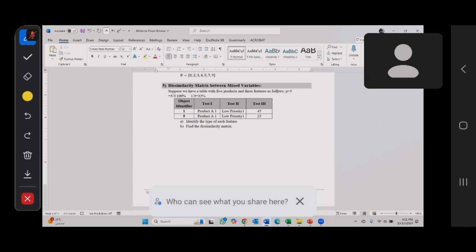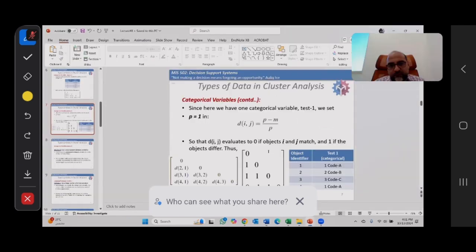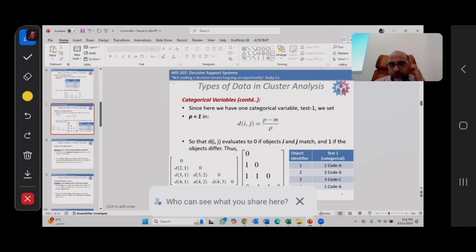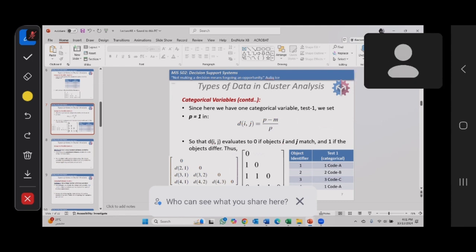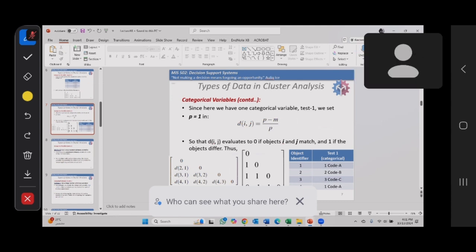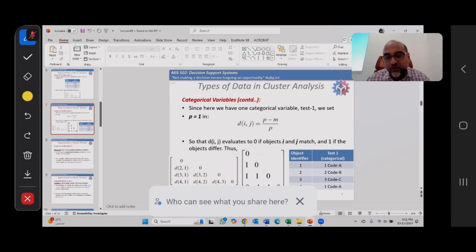Could you go back to the slides? Here, the 0 means no match. No, 0 means perfect match. Zero means there is no dissimilarity. 1 means total dissimilarity, because the bigger the D, the more dissimilar they are. So 1 means they are dissimilar, 0 means they are not dissimilar.